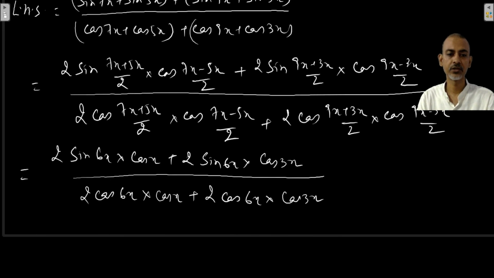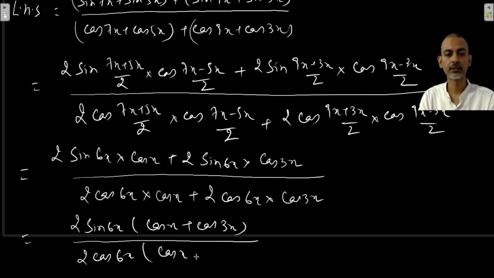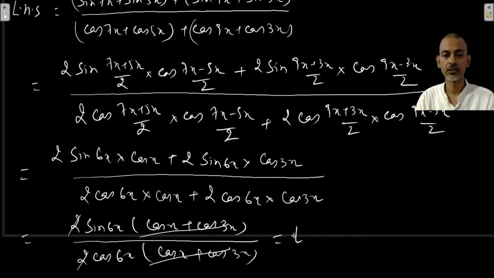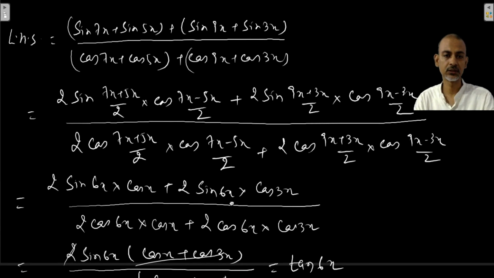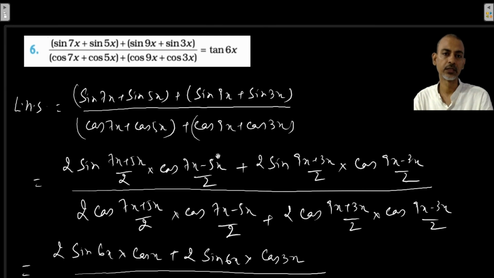Now again look at the expression. What do we have? Can we take out 2 sin 6x common in the numerator? Yes, we can. So cos x plus cos 3x is what we are left with. And in the denominator if we take out 2 cos 6x common, then we are left with cos x plus cos 3x. Alright. Now this cos x plus cos 3x will cancel out. This 2 and 2 will cancel out. And then we will be left with sin 6x by cos 6x, which is nothing but tan 6x. So it was just a simple application of formula. And while you take something out common, you get the result that you desired.